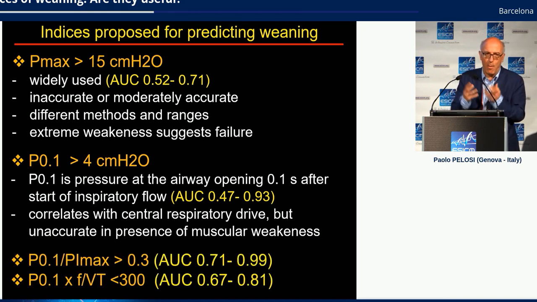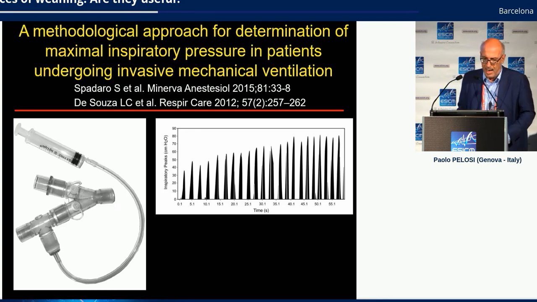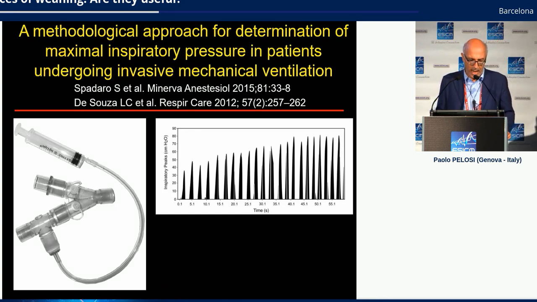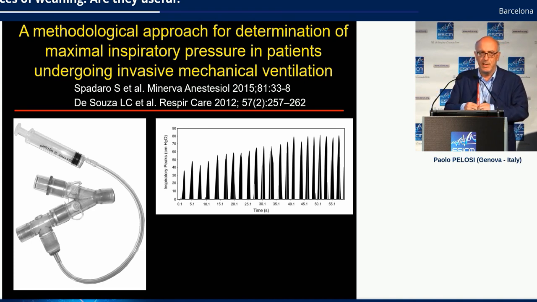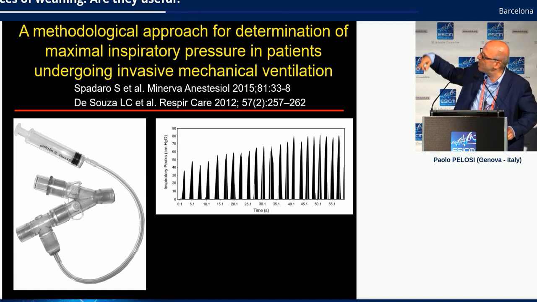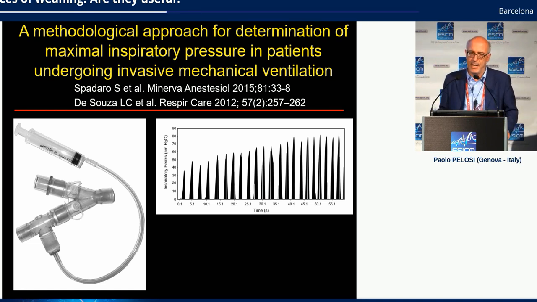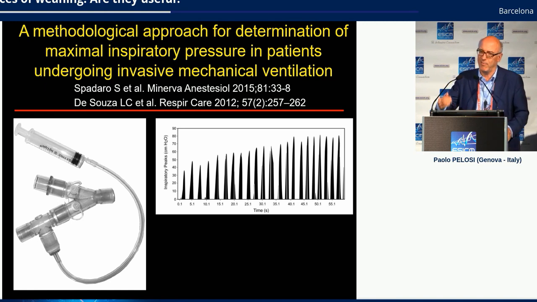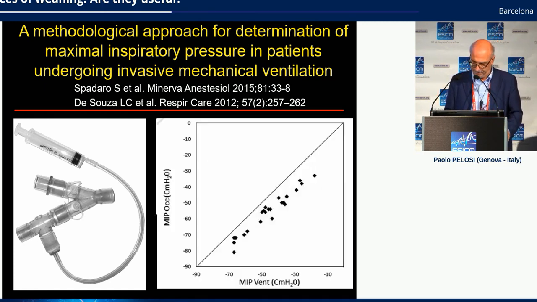Then you have more complicated indices like P0.1 standardized for Pmax or rapid shallow breathing. And if you look at the maximum inspiratory effort, now there are some even different devices that can be applied. This is one of them, where you can occlude the airways even during mechanical ventilation, and the patients start to inspire, and you see the increase in the inspiratory effort of the patient. And usually, these parameters should be evaluated after at least 30 or 40 seconds.